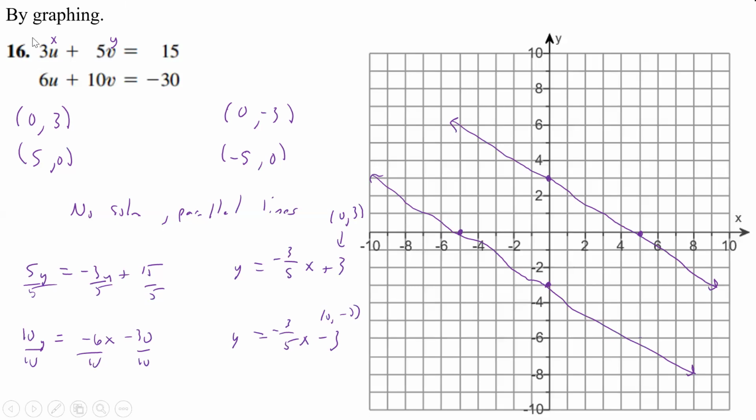And this is solving a system of equations by graphing. All right, let's stop with that one. We'll come back for another one.